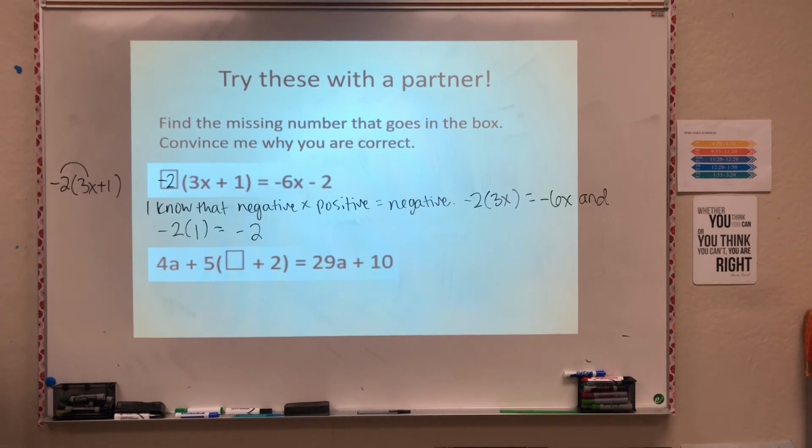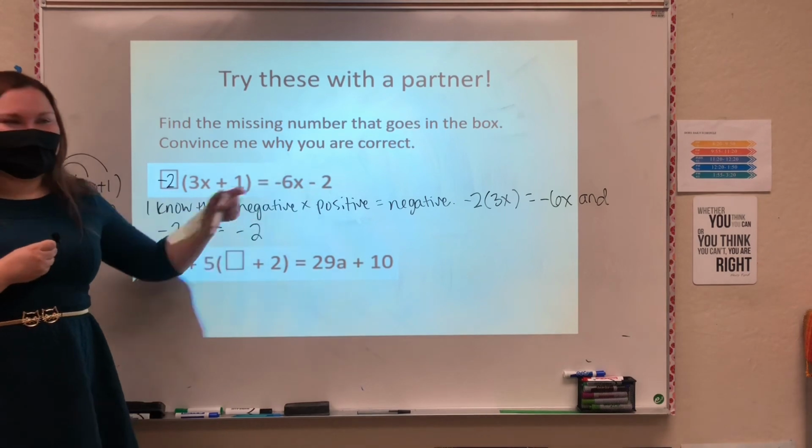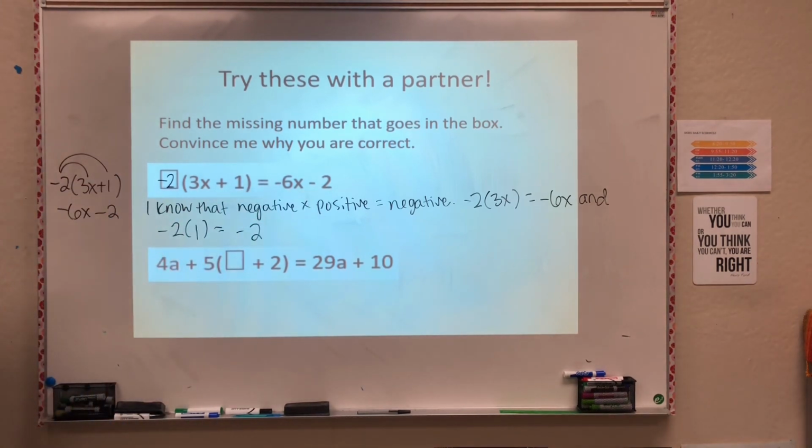You could say, well, that multiplies to negative 6x. And then negative 2 times 1 is negative 2. And then say, hey, look, they're the same. So it's up to you how you want to do it. At the end of the day, they're both saying the same thing, right? You're just showing me that you're correct.